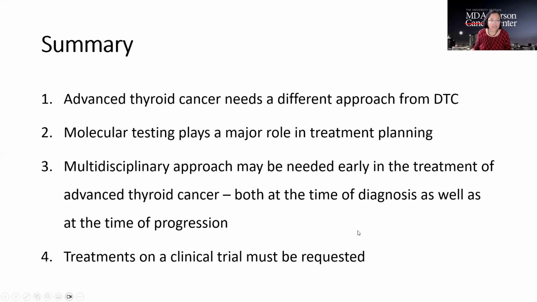So to summarize, advanced thyroid cancer needs a different approach from the slash, burn, and suppress approach in DTC. Molecular testing plays a major role in treatment planning. So please seek out molecular testing. And a multidisciplinary approach may be needed early in the treatment. That means you may need an endocrinologist, a surgeon and a radiation oncologist all at the same time, both at the time of diagnosis, that means when you first present, as well as when it progresses. And ideally, combination treatments, when sought out, should be sought on a clinical trial.